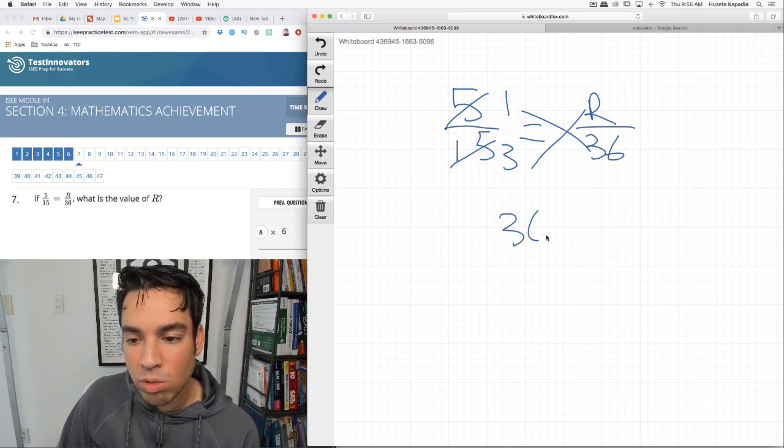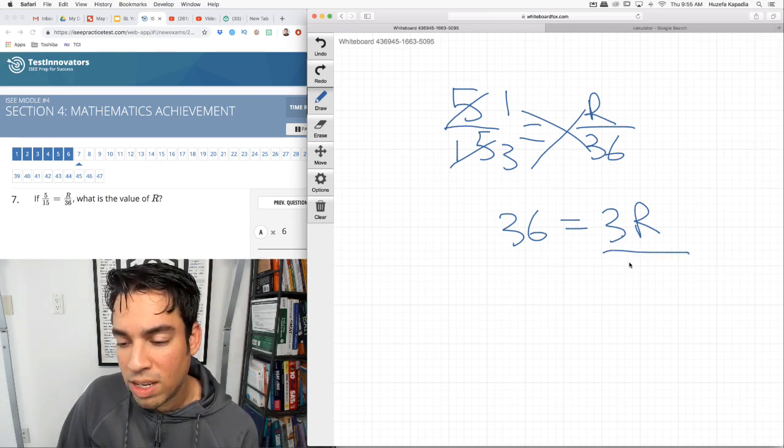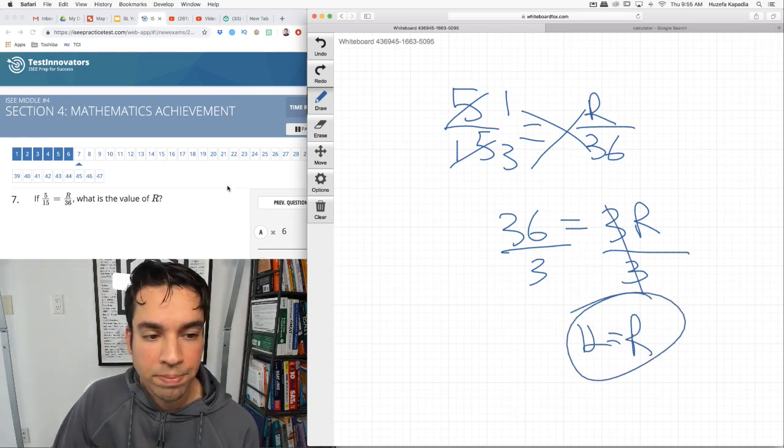1 times 36 equals 36. 3 times r equals 3r. Then to isolate r, we do the opposite of multiplication because the 3 is multiplying the r. Divide both sides by 3, and r equals 12.